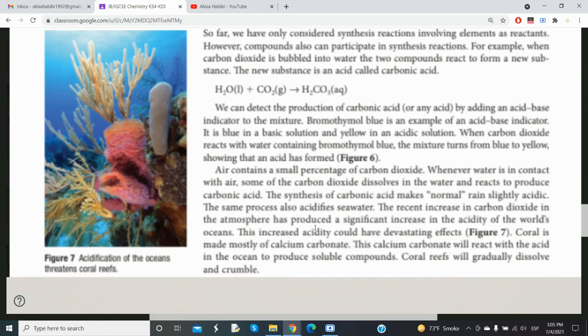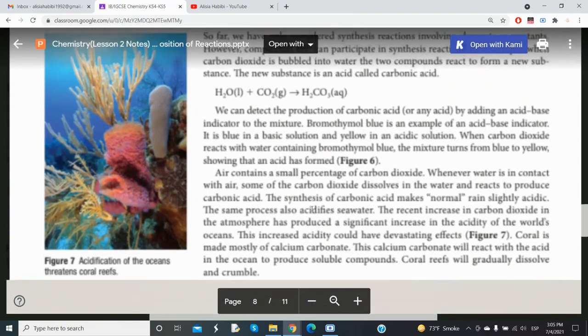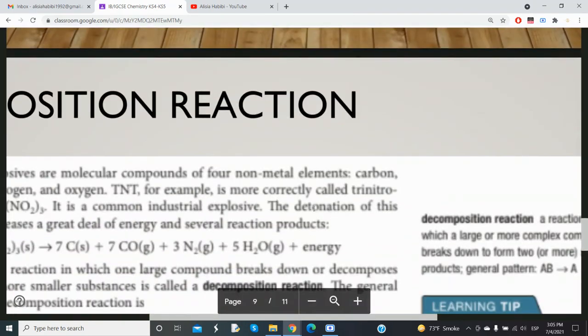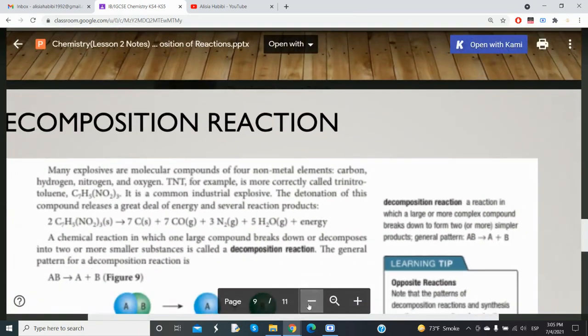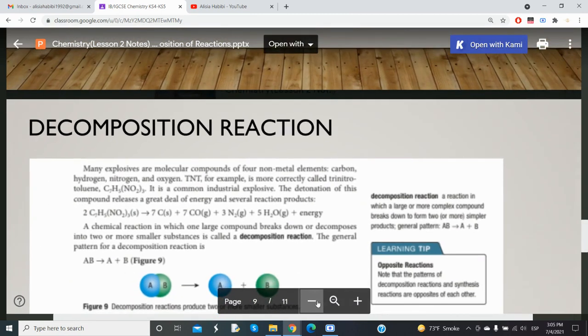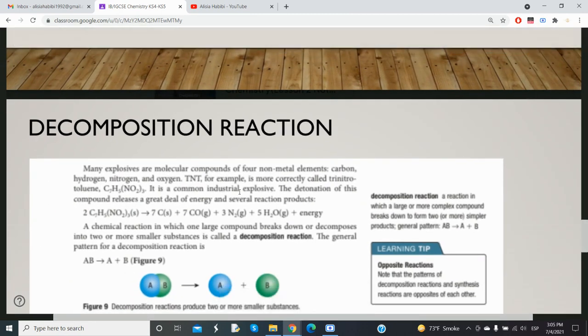I'm just going to skip this part, guys, because it further explains more examples of synthesis reactions that involve compounds. Now we're going to the next part before we do some examples, which has to do with decomposition reactions. We've understood that a synthesis reaction is where we have 2 reactants reacting together to form new products. Mostly we would have elements reacting together to form new products like compounds, or we even have compounds reacting together to form new substances or other new compounds.